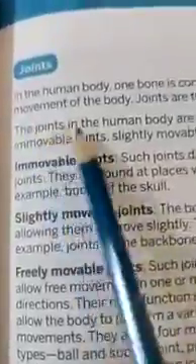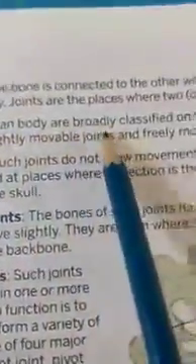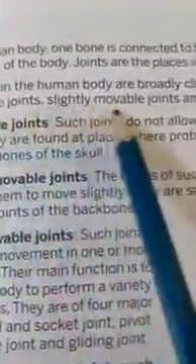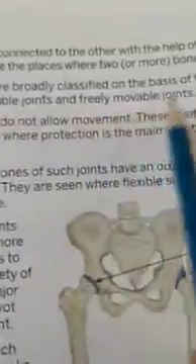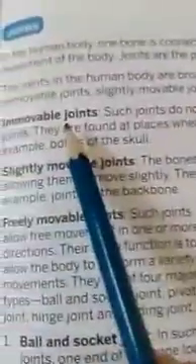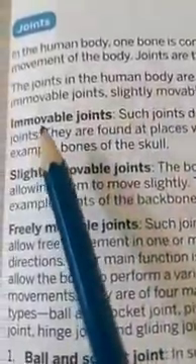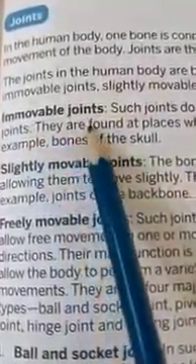Now, dear students, the joints in the human body are broadly classified on the basis of their movement. First, immovable joints, slightly movable joints, and freely movable joints. So, dear students, joints are classified into three categories. Now, first is immovable joints.